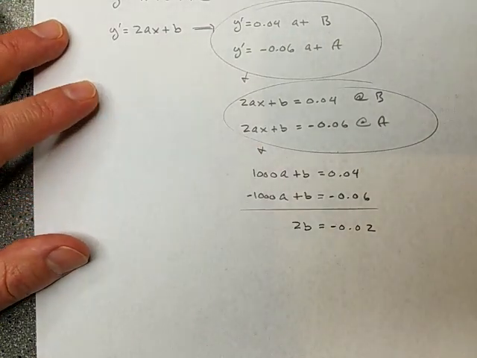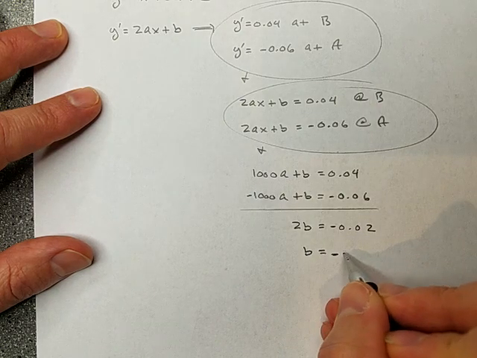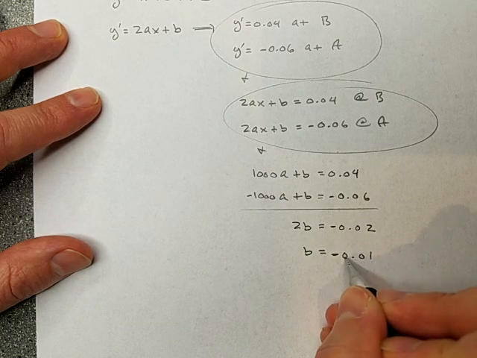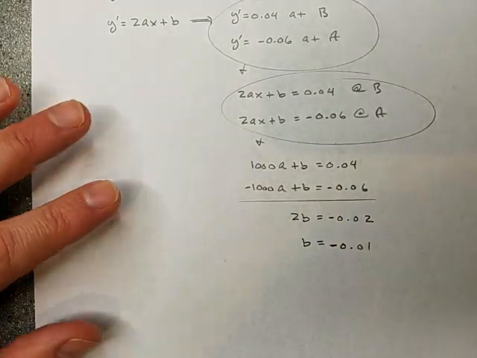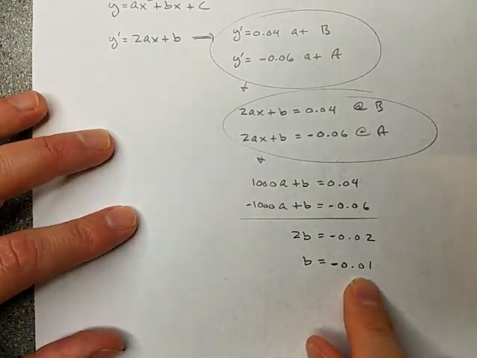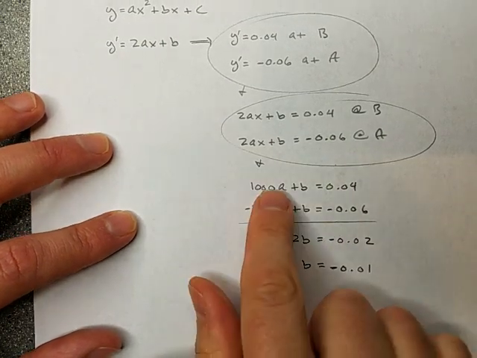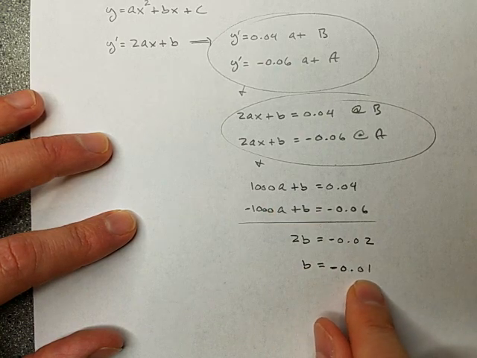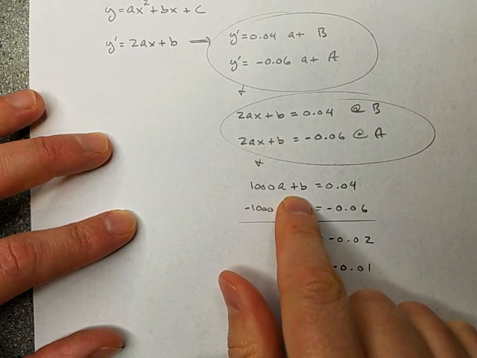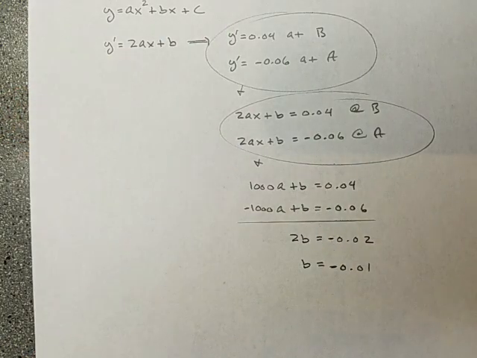Okay? Or, if I divide by 2, I'll get B is equal to negative 0.01. All right, so I got B, okay? Now I'll find A with B. So look over here at either of those. Put the fact that you know B is negative 0.01 in and solve for the A. Like if I use this one, for example, here's how I would do it.